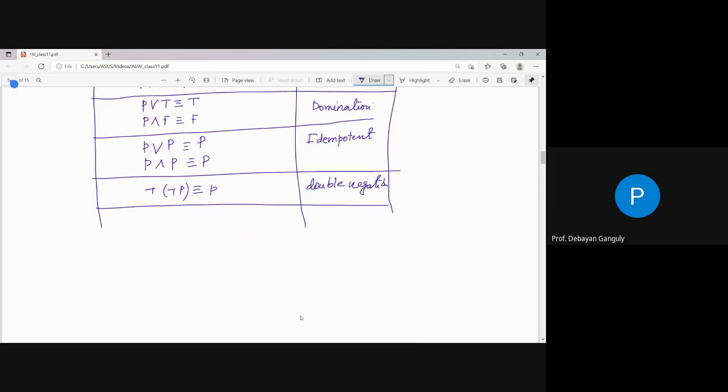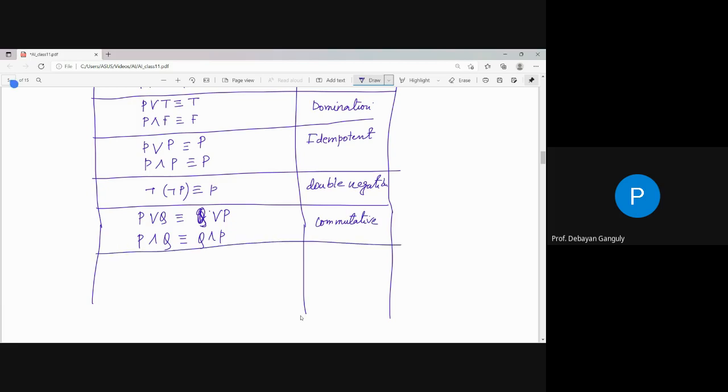Then, if this is P and Q, you can write Q and P, or P and Q; this is the commutative law, like 2 plus 3 is equal to 3 plus 2, that type of thing. Similarly, using AND and OR, we get the same thing.